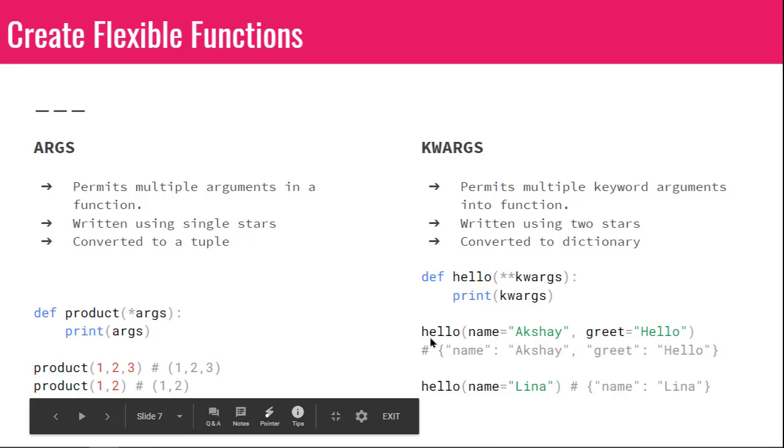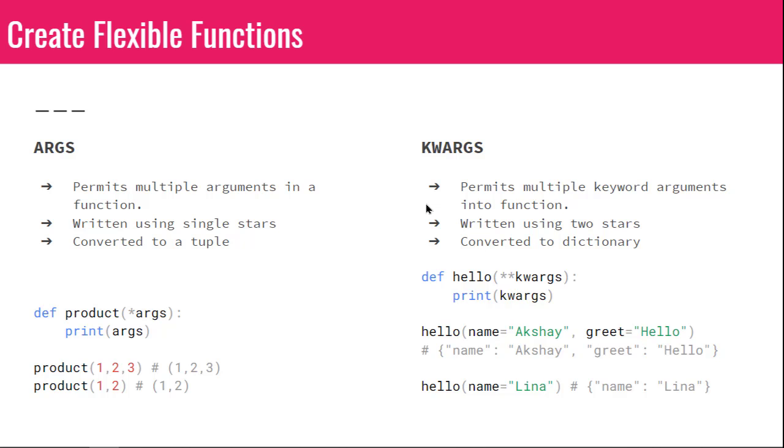For example, here in this case I am calling this hello function with 2 keyword arguments, name and greet. And if I print these keyword arguments, it prints this dictionary. If I pass only one keyword argument, then it contains only one key value pair. Let's understand them a little more in code.